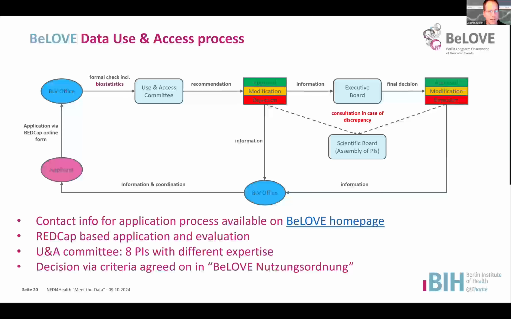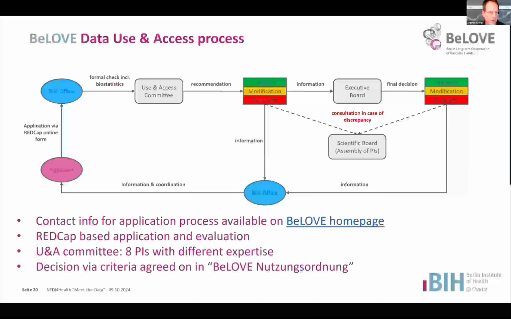And then the BeLOVE office forwards the external applications received to the use and access committee after a formal review, and also after a review of feasibility and methodology by the biostatisticians team of the BeLOVE study. But typically, this is more of a parallel process. So we consult the applicants and so on, a little bit of a ping pong process.